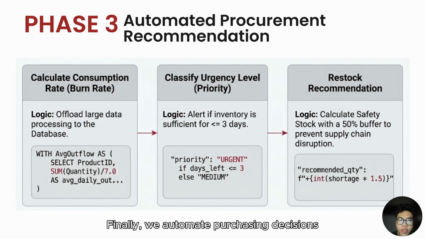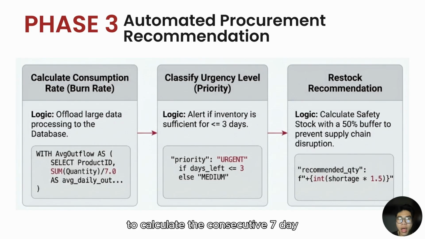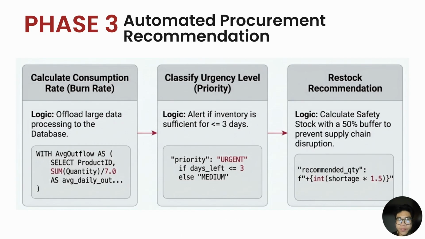Finally, we automate purchasing decisions. We use a SQL common table expression, or CTE, to calculate the consecutive 7-day consumption rates for all products. At the same time, if a product has 3 days or less of stock remaining, the system will mark its priority as urgent. It then recommends a restock quantity that covers the shortage plus a 50% safety buffer.